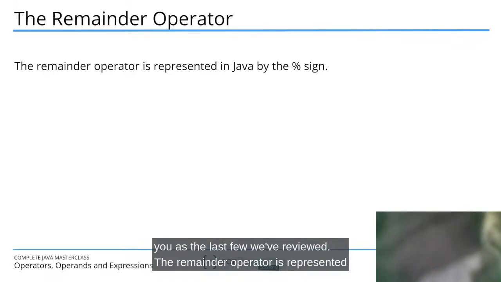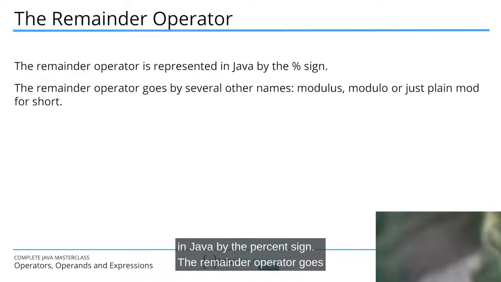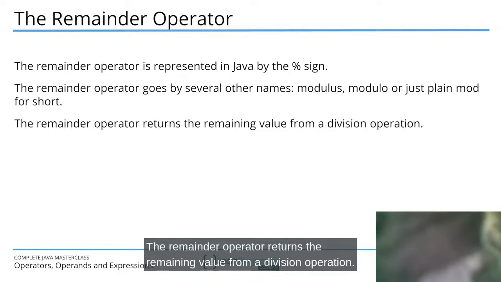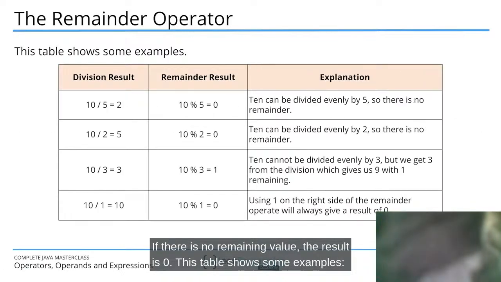The remainder operator is represented in Java by the % sign. The remainder operator goes by several other names: modulus, modulo, or just plain mod for short. The remainder operator returns the remaining value from a division operation. If there is no remaining value, the result is 0. This table shows some examples.